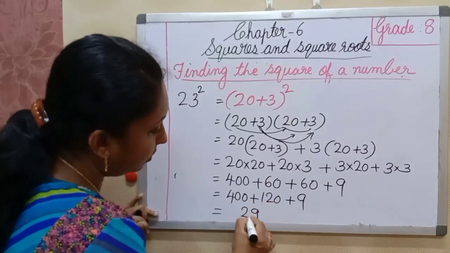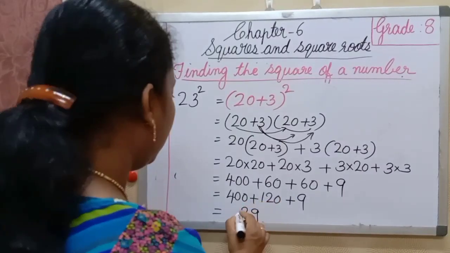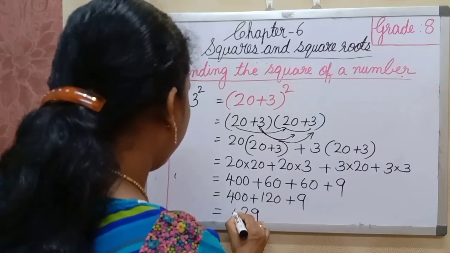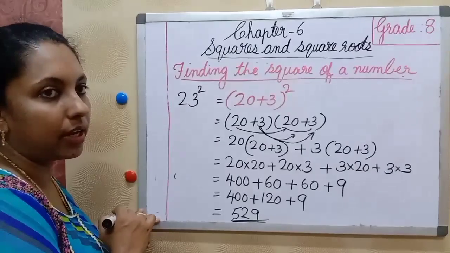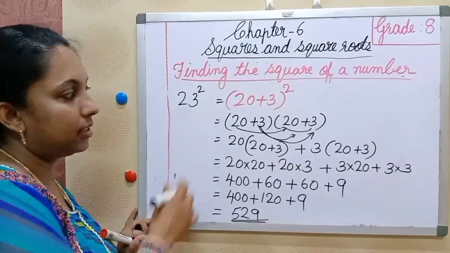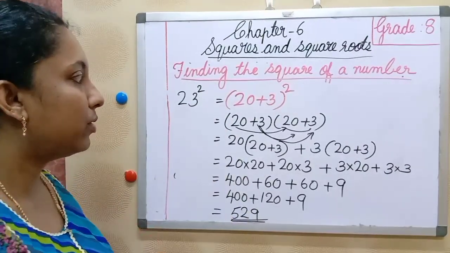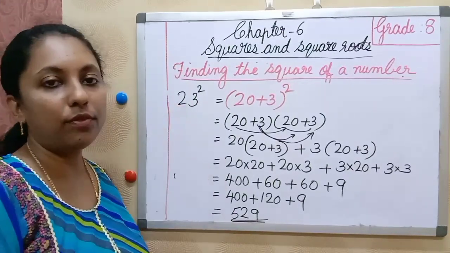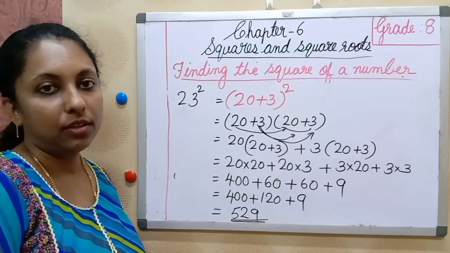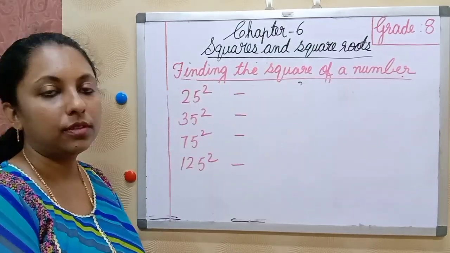529 is the answer. 23 square is 529. This is the method. Without using actual multiplication, we can find the square of 23. Okay, hope it is clear.